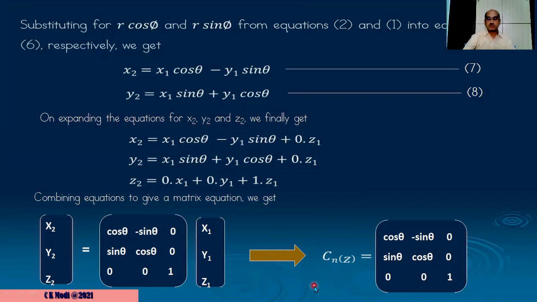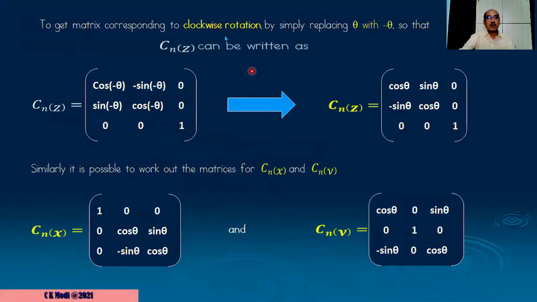In the same way, we get the matrix corresponding to the clockwise rotations by simply replacing theta with minus theta. While we are talking about the clockwise rotations, previously we derived the Cnz matrix for anti-clockwise rotations. For clockwise rotations, what will be the change in that matrix? Instead of theta, you put minus theta, so that we get the matrix for clockwise rotations.